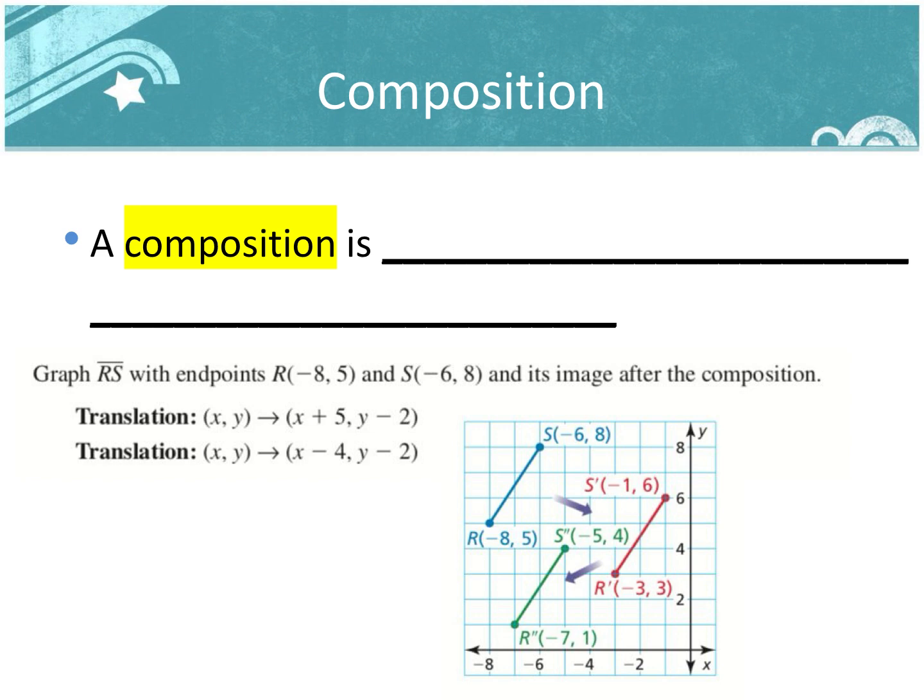Okay, so a composition is a combination of two or more transformations. Let's write that down.